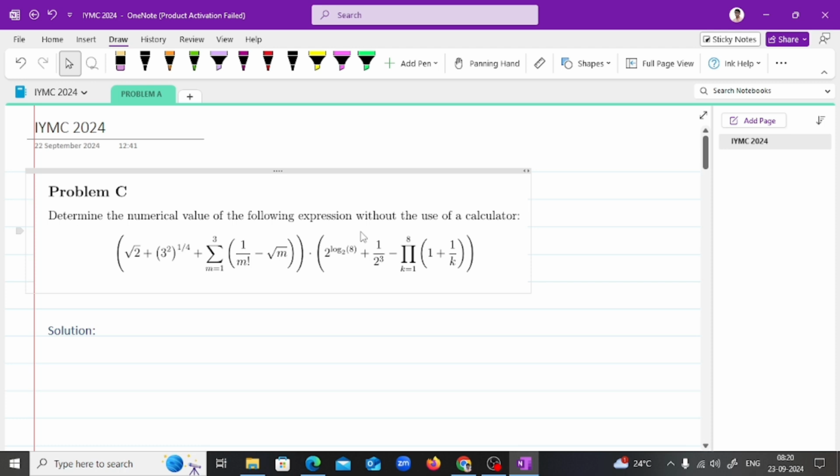So now in today's lecture, we are going to solve problem C from IYMC qualification round. So problem C is about determining the numerical value of the following expression without the use of a calculator. It actually involves these two brackets. We have to simplify these two brackets and then we will directly multiply.